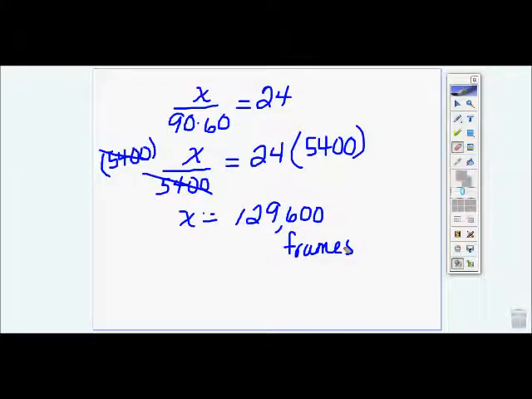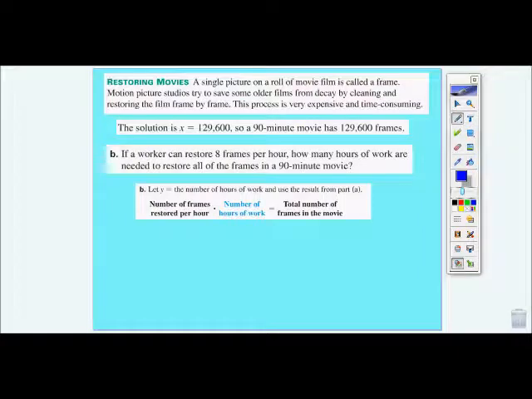All right, going back to that problem again, we're going to do letter B. So here's the same information we had before, and this is what we figured out: 129,600. So a 90-minute movie has 129,600 frames. So if a worker can restore 8 frames per hour, how many hours of work are needed to restore all of the frames in a 90-minute movie?